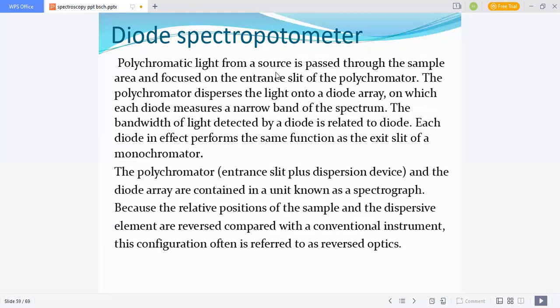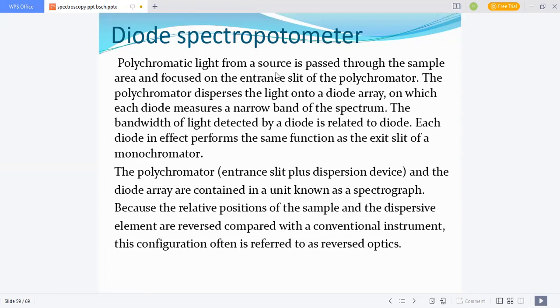Polychromatic light from a source is passed through the sample area and focused on the entrance of the polychromator. The polychromator disperses the light, and the diode array measures narrow bands of the spectrum. The bandwidth of light is directed diode to diode, each diode serving the same function as the exit slit in the monochromator.